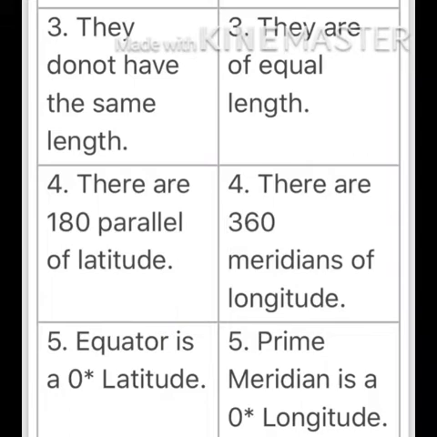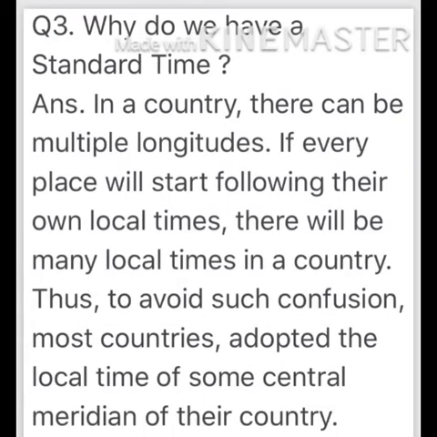Fifth point under latitude, the equator is the 0-degree latitude. Under longitudes, write down point number 5. The prime meridian is the 0-degree longitude. So, 5 points under parallels of latitude and 5 points under meridians of longitude. Moving on to the third question, start writing.